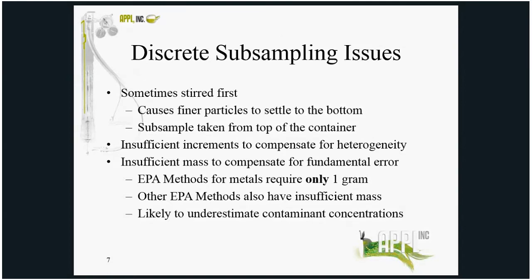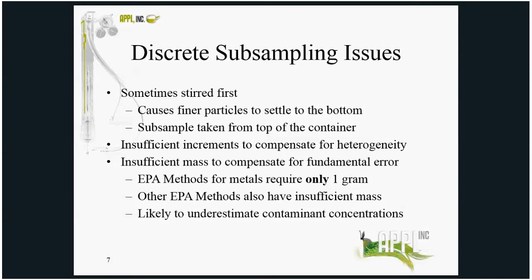Discrete sample processing begins by scooping a small portion of the soil off the top of the container and weighing it. This method does not compensate for sample heterogeneity, even if the sample is stirred first. Stirring causes the finer particles to settle to the bottom, which increases the heterogeneity.